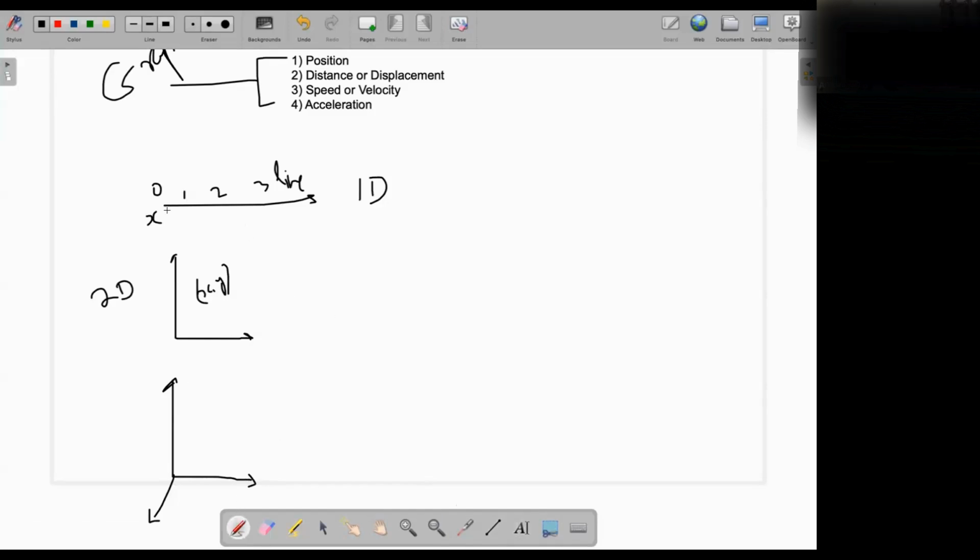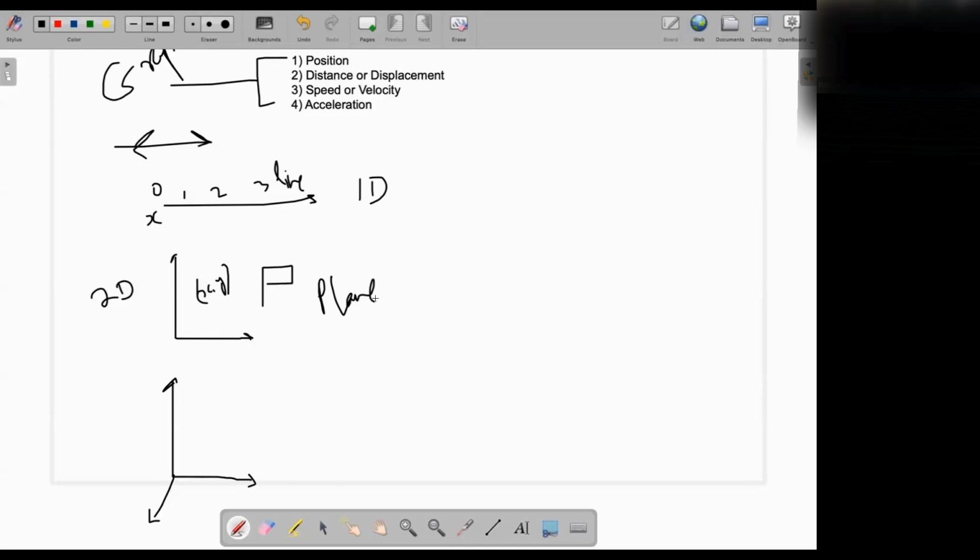So if an object is moving in a line, I'll say motion in a straight line. In a straight line, only two types of motion are possible: forward, backward. That's all. In two dimension, how many are possible? 4. 1, 2, 3, 4. Very good. And two dimension is called plane. Remember projectile motion? Projectile motion is a two-dimensional motion.